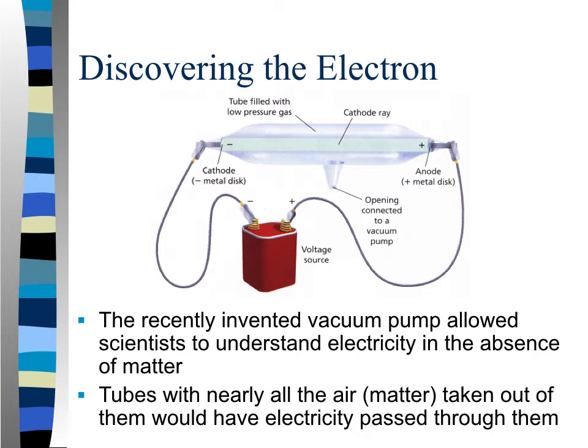of that. At the time, the recently invented vacuum pump allowed the scientists to understand electricity in the absence of matter. So tubes with nearly all the matter or the air taken out of them would have electricity pass through them. You take this vacuum tube, you take all the air out. They filled it with certain gases, but only with that gas so that they would know what kind of atoms were in it. Then they stuck the cathode, the negative, on one side, and the anode, the positive, on the other, hooked it up to a battery, and then tested to see what would happen.